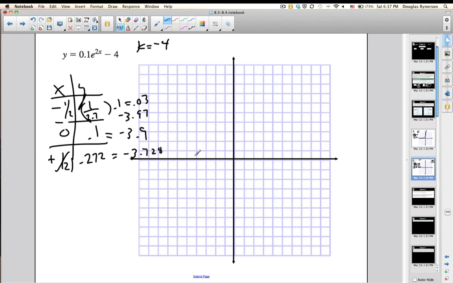So when I go ahead and plot these, at -1/2, I'd be at -3.97, just a little bit larger than -4. -3.9 is a little higher, right? A little closer to 0. And then at 1/2, I'd be at -3.73, so right about in here. So my graph is going to come in along here, pass through these points, and head on out.